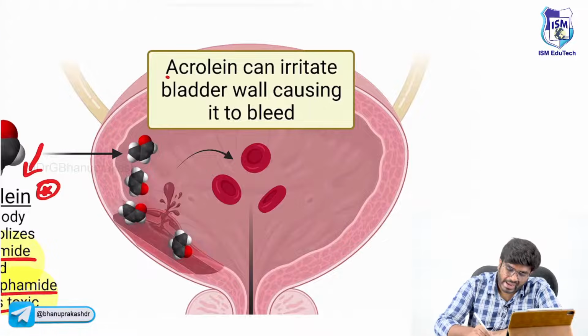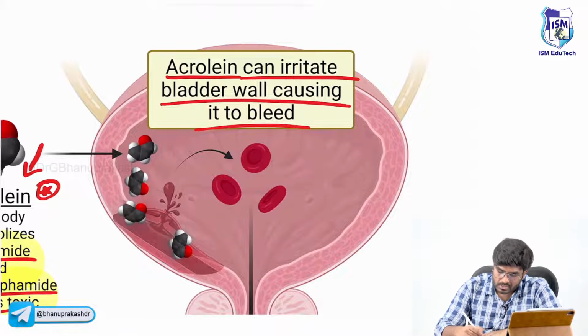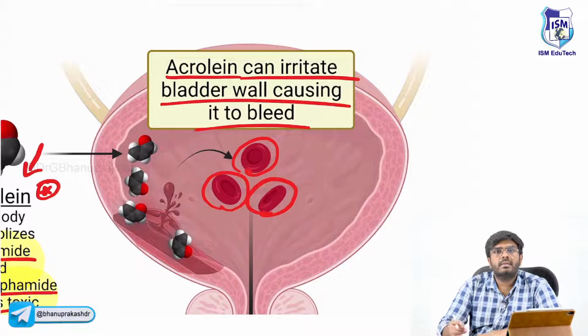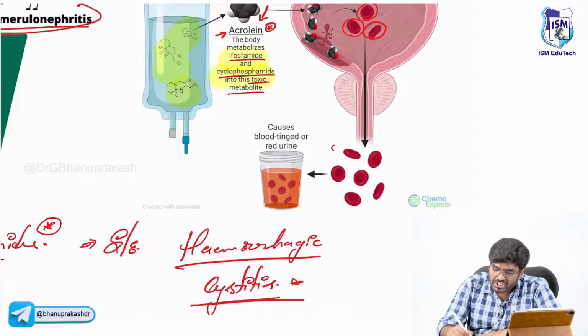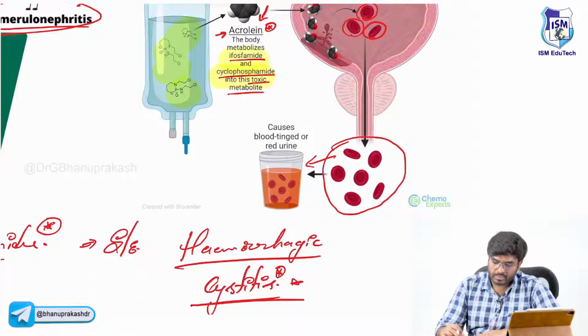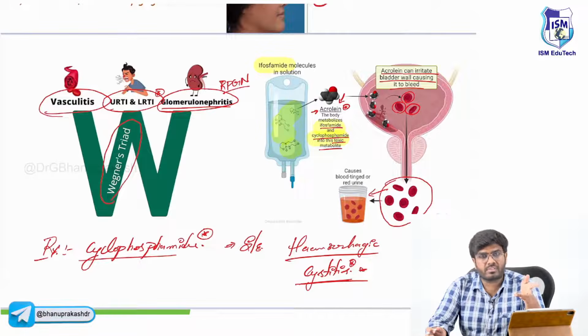What this acrolein will do is cause irritation to the bladder. So the bladder is getting inflamed and it is bleeding, sir. There is inflammation followed by bleeding. So, cystitis, hemorrhagic. Hemorrhagic means bloody urine. Bloody urine is going to come out. Hemorrhagic cystitis, inflammation of the bladder, because of the acrolein. Acrolein is the metabolite of cyclophosphamide or ifosfamide.